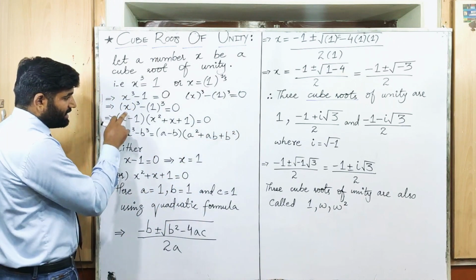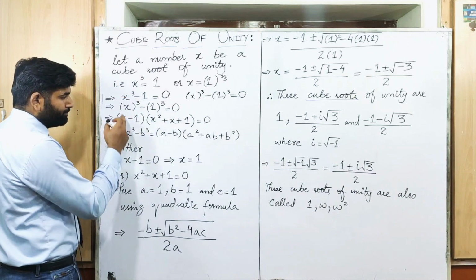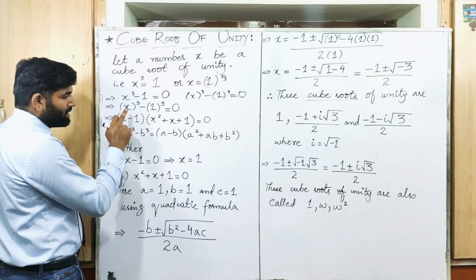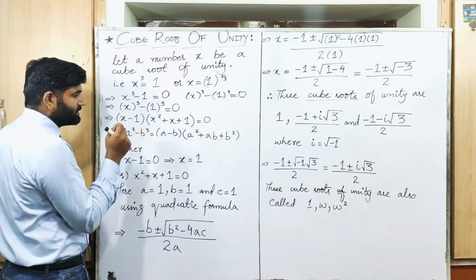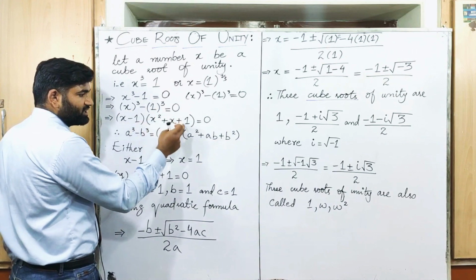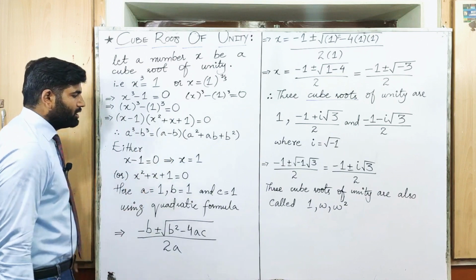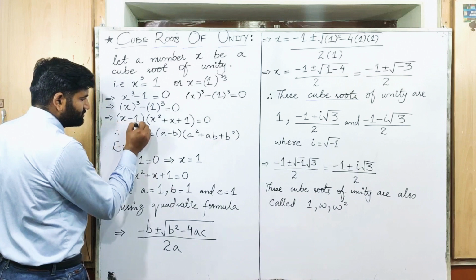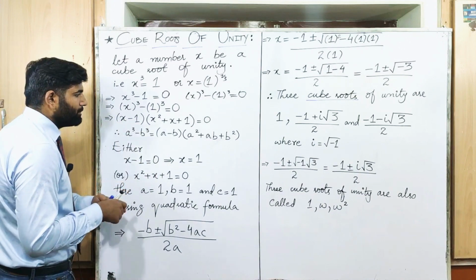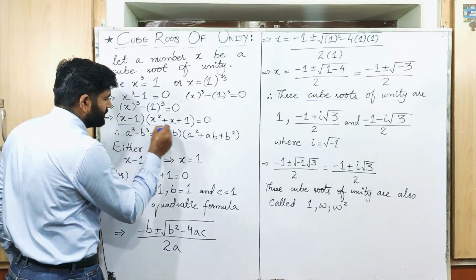See, what is a here? x, and b is 1. So a minus b, a square means x square, ab means x into 1 which is again x, and b square means 1 square, which is again 1. So this is what we get by expanding: the expression x minus 1 into x square plus x plus 1.